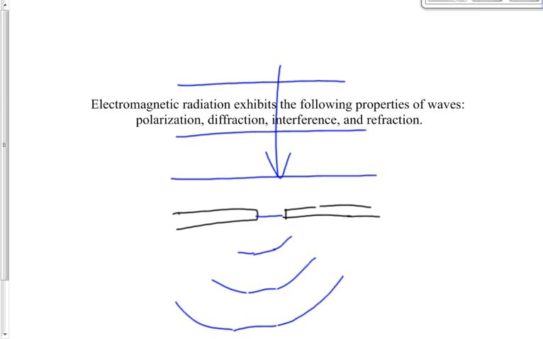So refraction was the bending of a wave. Diffraction is the spreading out of a wave. Since that's a property of waves, and EMR undergoes diffraction, it really does, then EMR must be a wave, right? If it has a wave property, then it's got to be a wave.